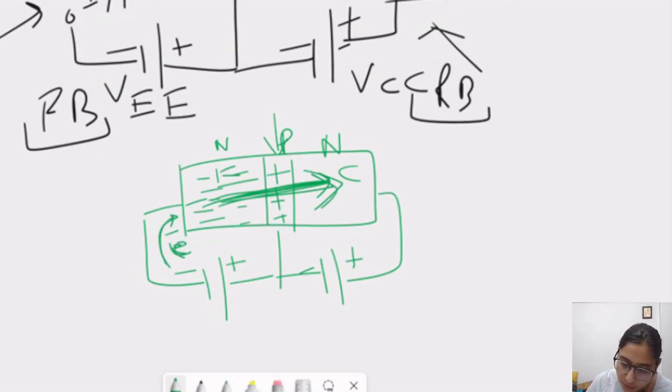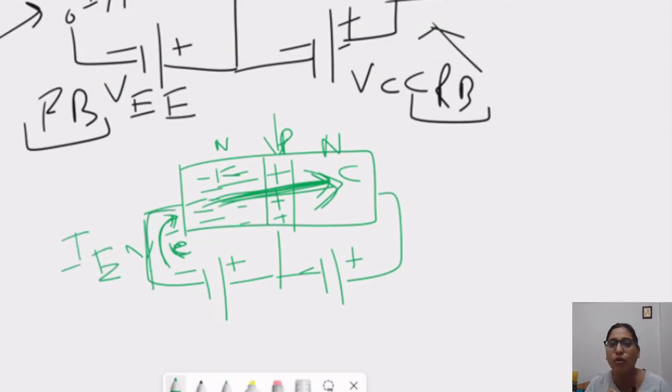We know that current is always opposite to the flow of electrons. So this is the direction of current flow. So IE will flow in this direction. Okay, this is the flow of IE.